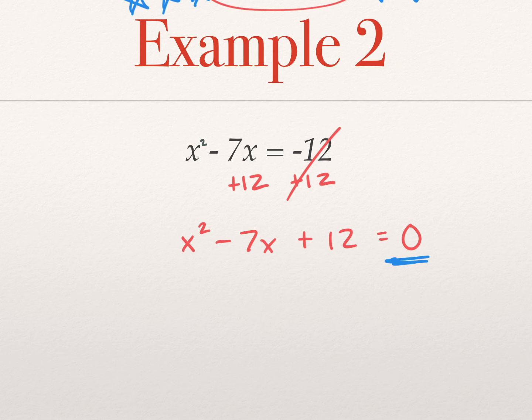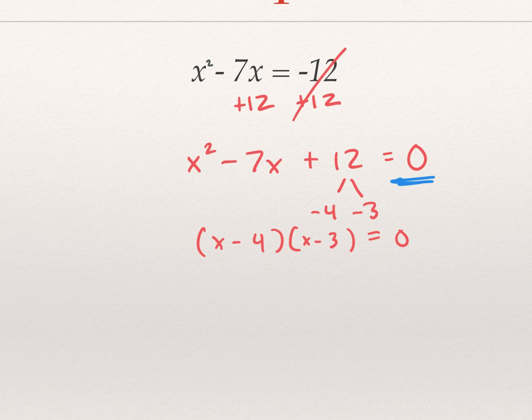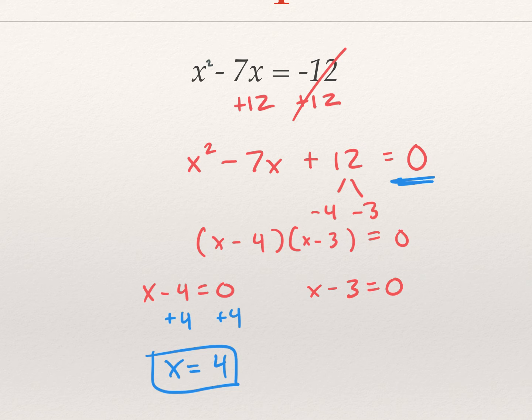What do I do next? What are 2 factors of 12 that add to -7? -4 and -3. Perfect. So what goes into my parentheses? X minus 4 and x minus 3 equals 0. And then what should I do next? Split it up and solve. So x minus 4 equals 0, and x minus 3 equals 0. So how can I solve my first equation? Add 4 to both sides, so what does x equal? X equals 4. And what do I do in my second equation? Add 3 to both sides. So x equals 3. So these are my 2 answers.